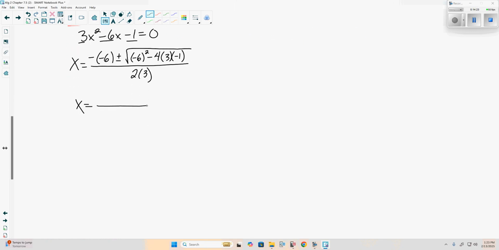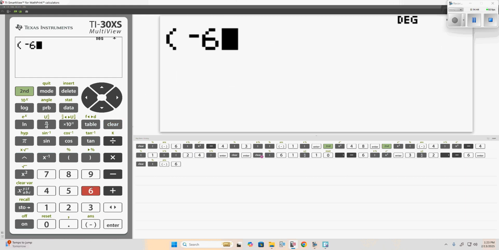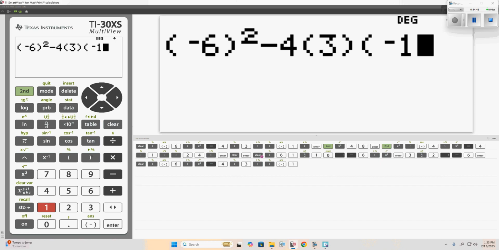And at this point here, it just starts becoming simplified. Our negative 6 is positive 6. On bottom, 2 times 3 is 6. At this point here, I'd plug everything inside the radical into the calculator. Negative 6 squared minus 4 times 3 times negative 1 is 48.